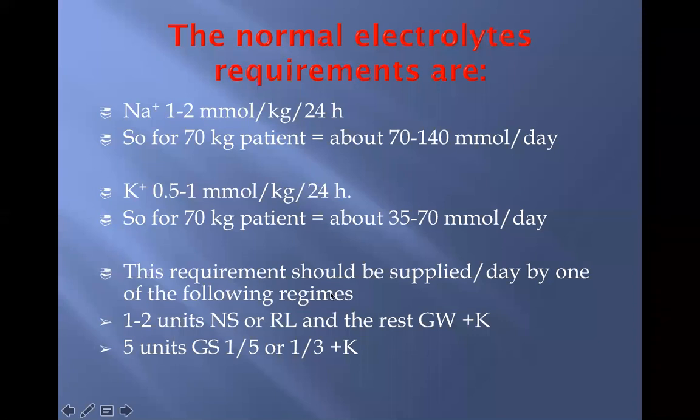This requirement should be supplied per day by one of the following regimes. First, 1 to 2 units of normal saline or Ringer lactate and the rest glucose water plus the potassium. Or 5 units of glucose saline 1/2 or 1/3 plus the potassium. These are two regimes that can be used to replace fluid for a patient who is nil by mouth for 24 hours.